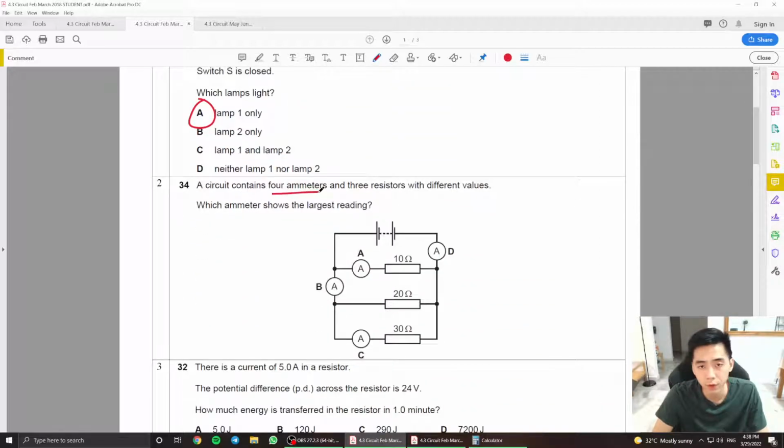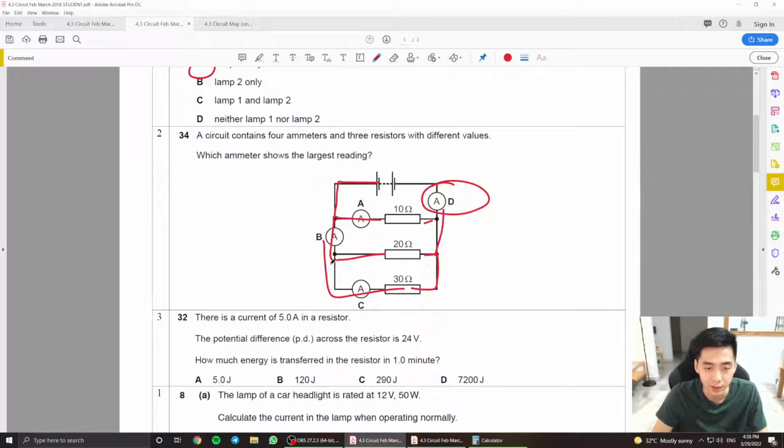The circuit contains 4 ammeters and 3 resistors with different values. Which ammeter shows the largest reading? So you can see that the current is going to flow here, split here, split here, split here, and then combine back here. So without any calculation, I know for a fact that donkey is the absolute answer here.